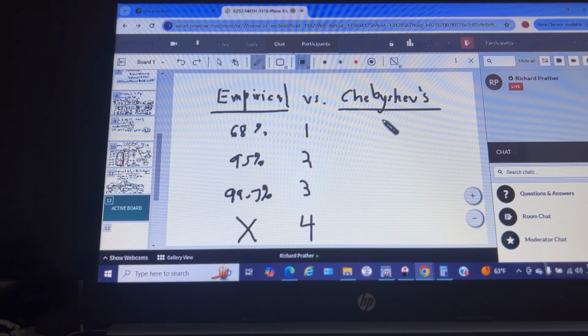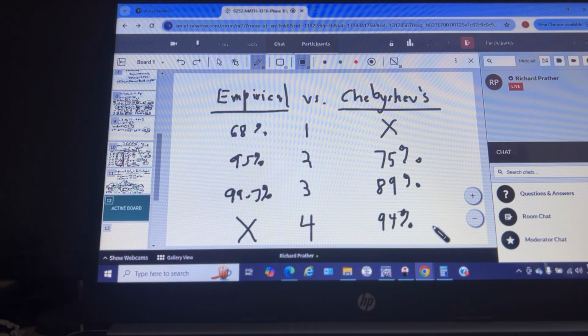In Chebyshev's, it turns out the first one doesn't matter because it's so conservative. It says at least 0, and everything's at least 0. But the second one is only 75 rather than 95. See, it's more conservative, so it's a lower amount. And that way, if the graph is skewed left or right, highly skewed one way, then it covers that fact that it's unbalanced. The third place is 89, and the fourth one's 94. So even after 4 places, you're still not as far along as what empirical rule is after 3.